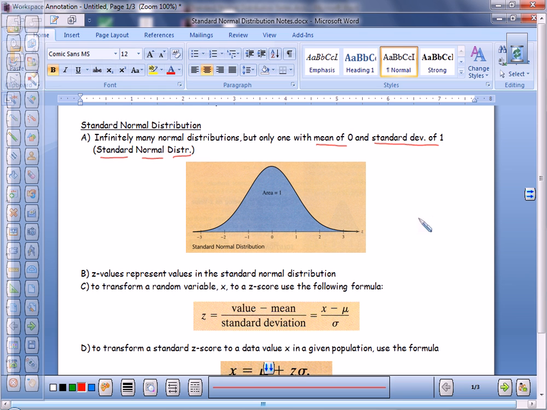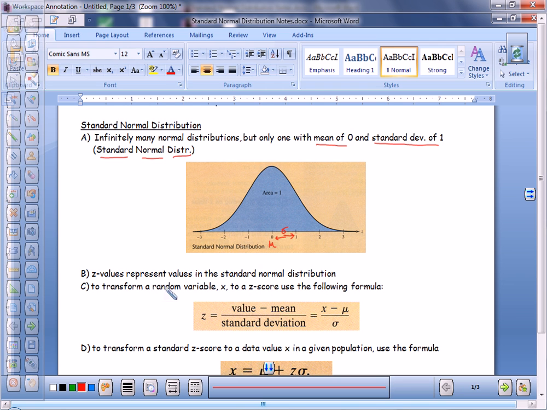So if we look at our normal curve here, with a standard normal distribution, we have the mean here at 0, and we have a standard deviation. This distance in between here, our standard deviation, is just 1 unit. The area under the curve still equals 1. Everything we talked about yesterday is still true.